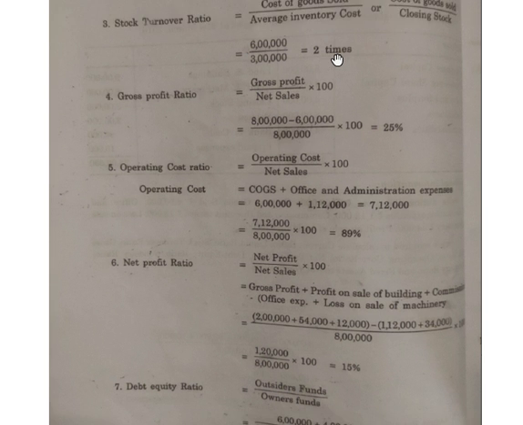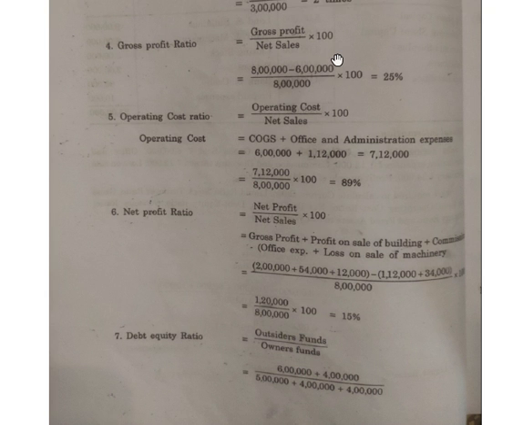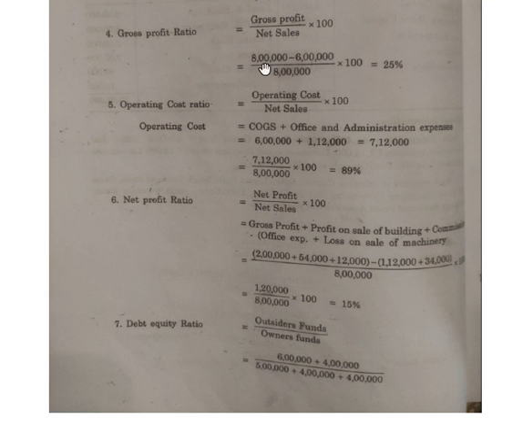Next, gross profit ratio. The gross profit ratio formula is gross profit divided by net sales into 100. Gross profit is nothing but sales minus cost of goods sold. So sales is 8 lakhs, cost of goods sold is 6 lakhs, divided by 8 lakhs into 100, which is 25%.